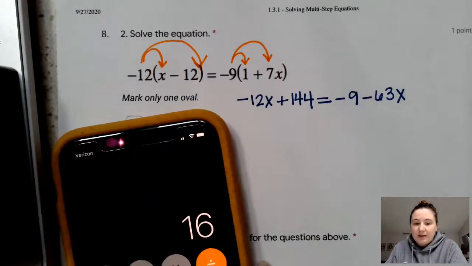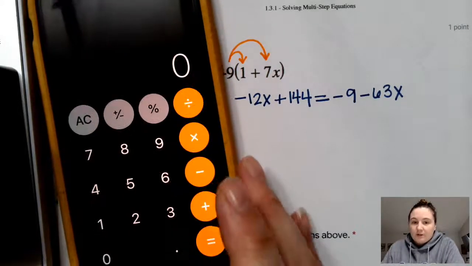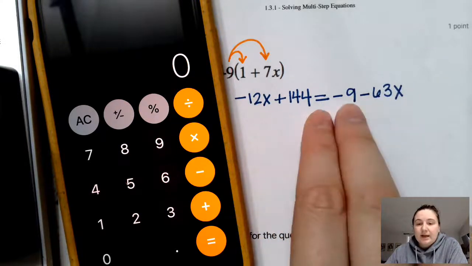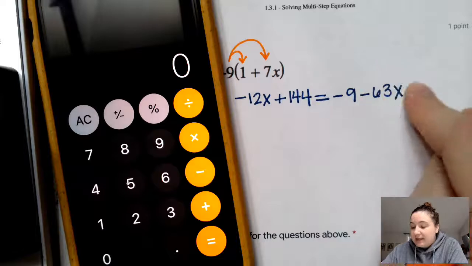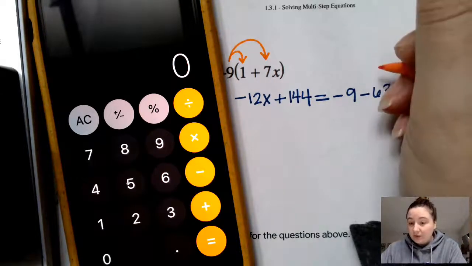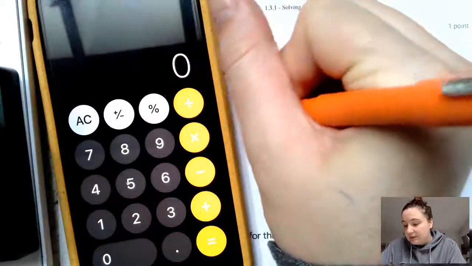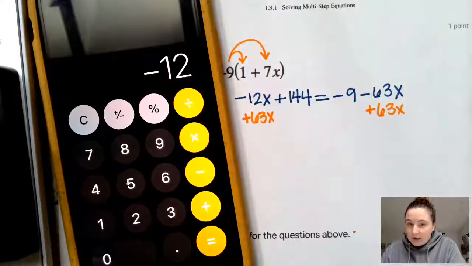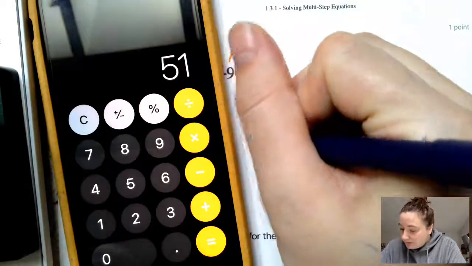Okay, so we have this equation, and now I notice I have variables on both sides, and I have constants on both sides, so I can move whatever I want. I am going to move this minus 63x to hopefully get rid of some negatives. So I'm going to add 63x to both sides, and I'm going to do negative 12 plus 63 gives me 51x plus 144 equals negative 9.